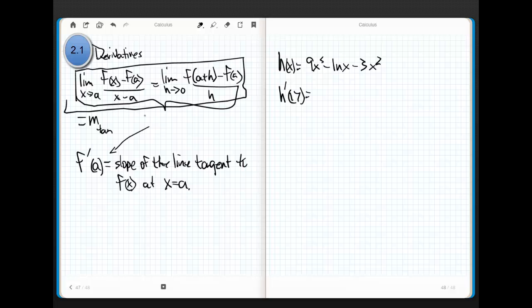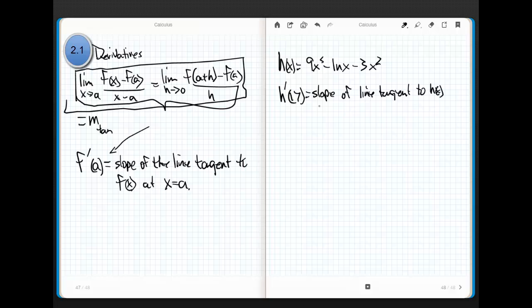Now, down the road I will give you shortcuts, but for now, unfortunately, you're going to have to do it by hand. Even though that kind of sucks, it is what it is. We'll go through one of these by hand really quickly, even though it's very simple. All that this means is the slope of the line tangent to h of x at x equals 17.